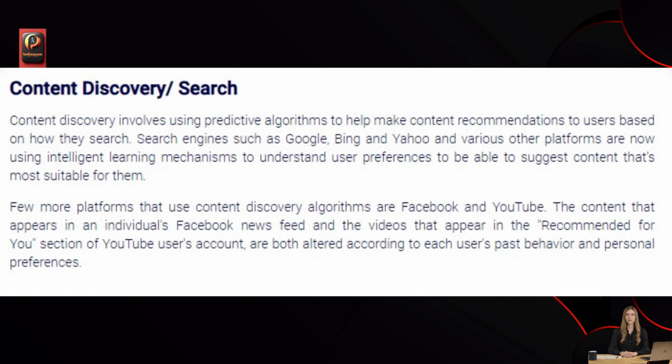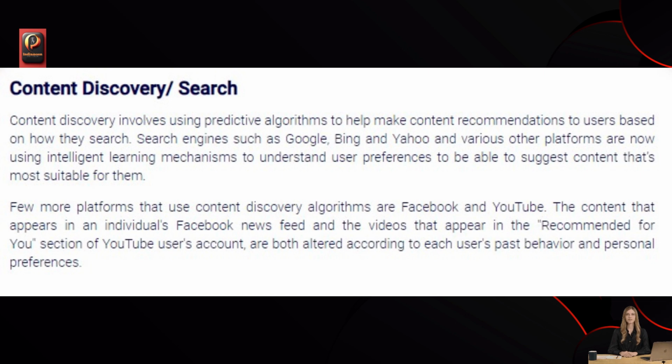Content discovery search. Content discovery involves using predictive algorithms to help make content recommendations to users based on how they search. Search engines such as Google, Bing, and Yahoo, and various other platforms are now using intelligent learning mechanisms to understand user preferences to be able to suggest content that's most suitable for them.